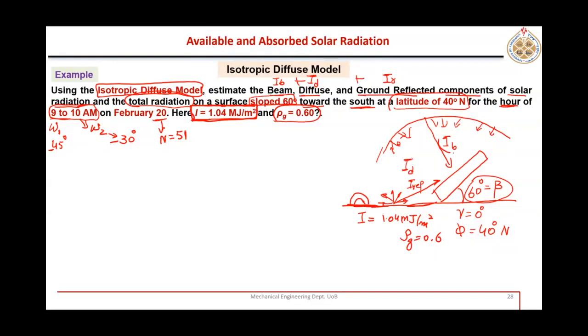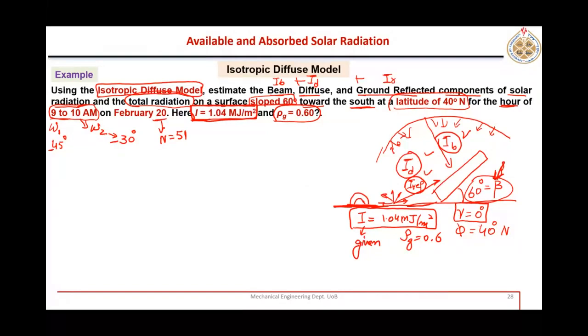Okay, so we need to find out this beam, diffuse and reflected radiation when this total radiation falling on a horizontal surface is given. And we need to find out I_B, I_D, and I_R, not on a horizontal but a tilted surface, because this beta 60 degrees is given, and the surface is facing exactly south, means surface azimuth is 0 degree, and this is the location. Okay, so first of all we need to find out the beam and diffuse part. In this total I, what is beam part and what is diffuse part?